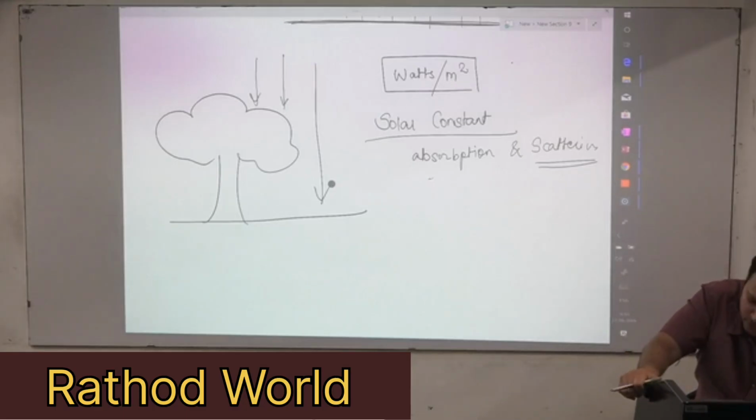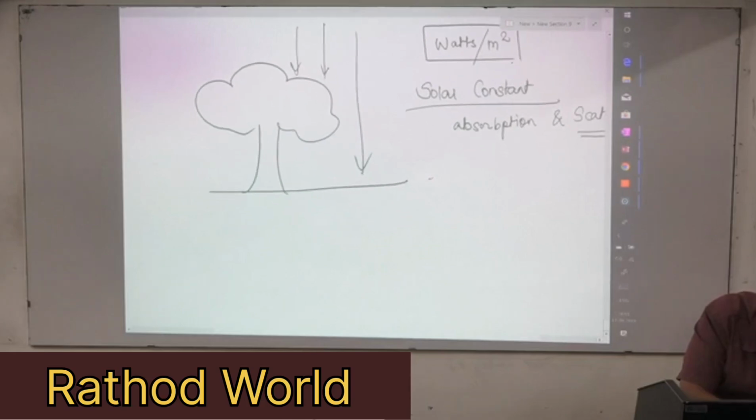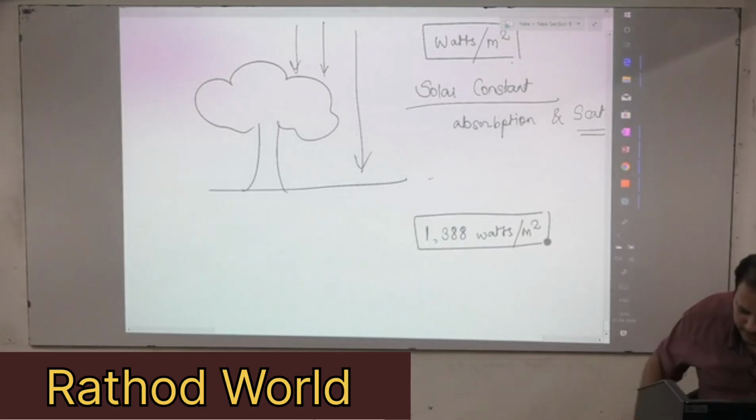Solar constant is the rate at which solar energy reaches the earth's surface, and is 1388 watts per meter square.